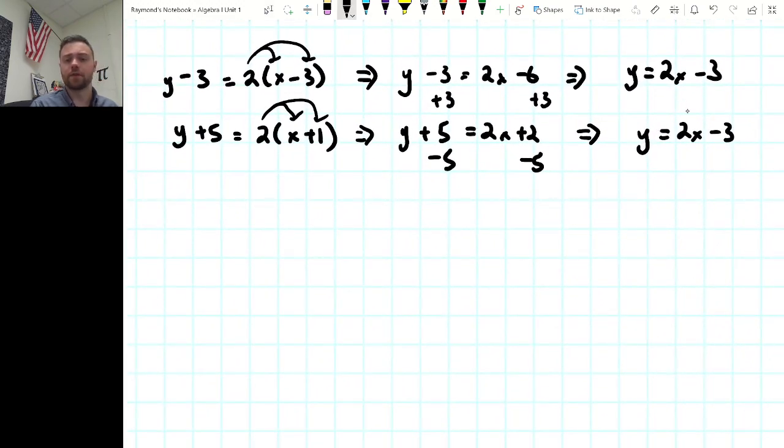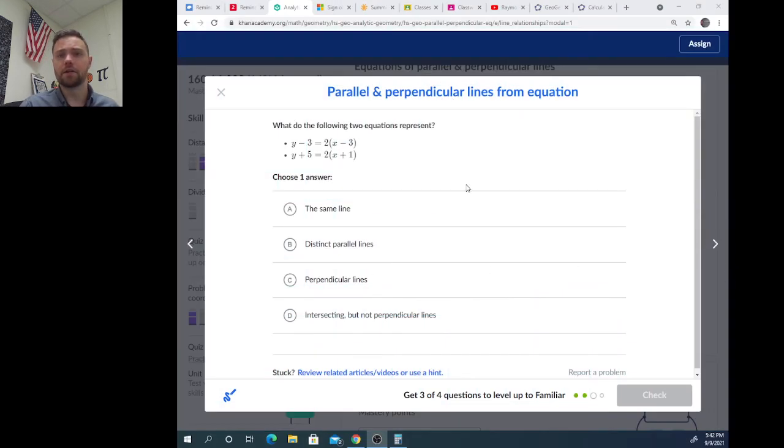What's nice about this is I can see that these are both the same equation. If you get the same slope-intercept form of an equation for two different lines, it means that they're not distinct. It means that they're the same line. So even though they don't look the same at the very start, when I worked out that problem, we found that they were the same line.